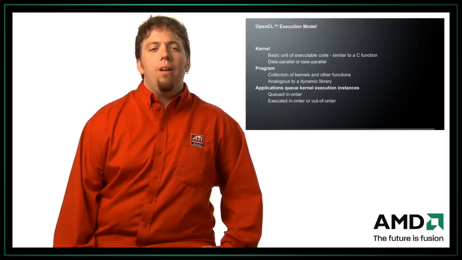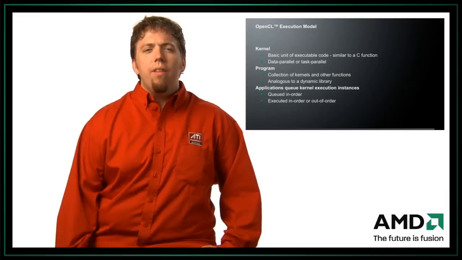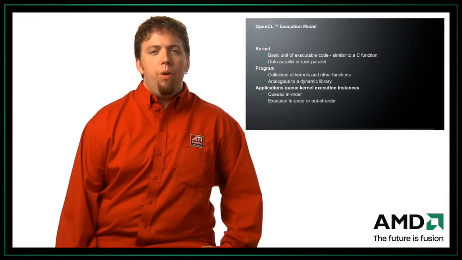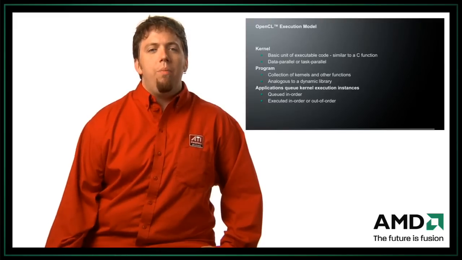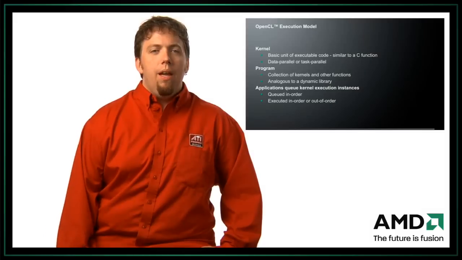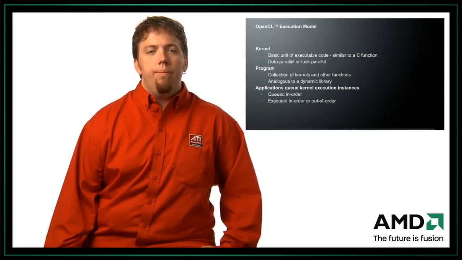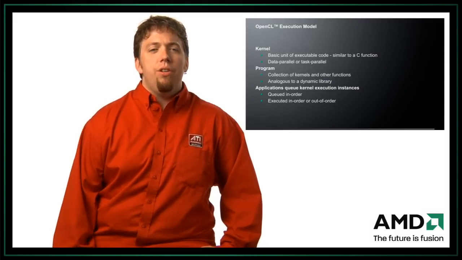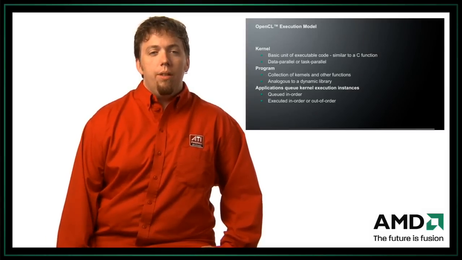The next key fundamental unit would be a program object. So programs are collections of kernels and other functions, and you can kind of think of these as a dynamic library. So we could write some set of functions that would be called kernels. Those kernels would be grouped into programs, and these programs would be called from your application. Finally, applications queue kernel execution instances using what are called queues in OpenCL, and these are queued in order and executed in order or out of order.